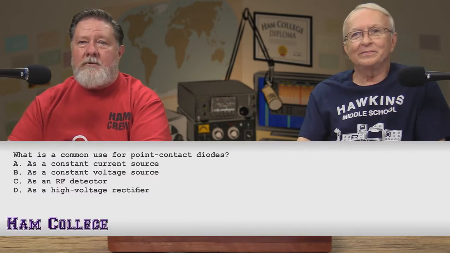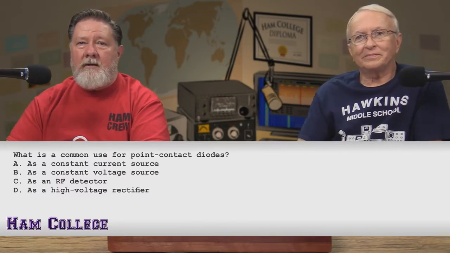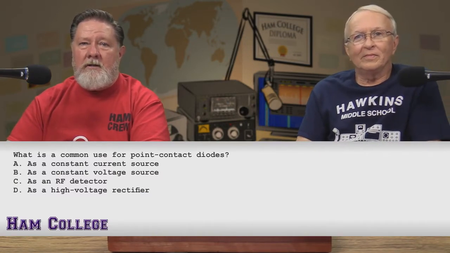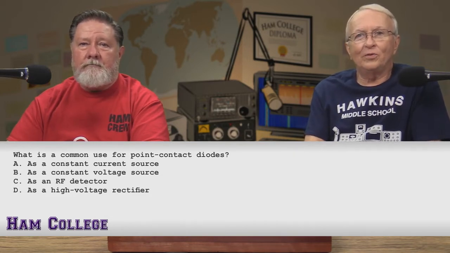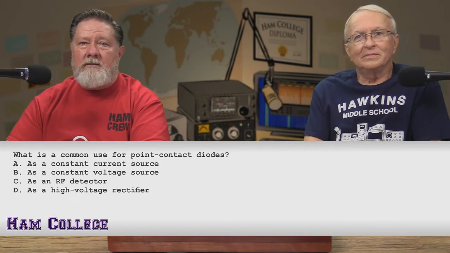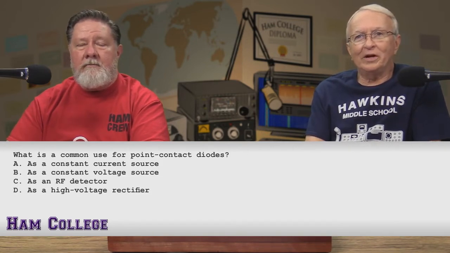What is a common use for point contact diodes? A, as a constant current source. B, as a constant voltage source. C, as an RF detector. Or D, as a high voltage rectifier.